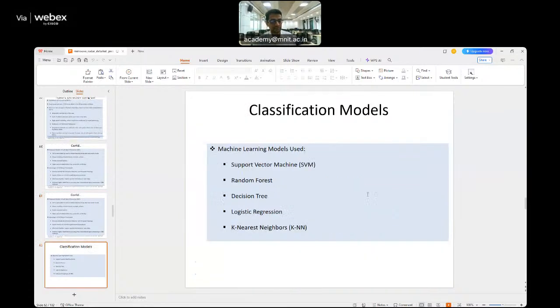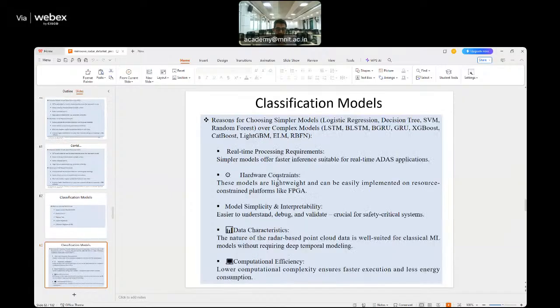Regarding the classification models, as we have seen, we are using particular machine learning models because we are able to tune their parameters, and we are getting very, very good results. What it is showing here is the same model: support vector machine, random forest, decision tree, logistic regression, and KNN.